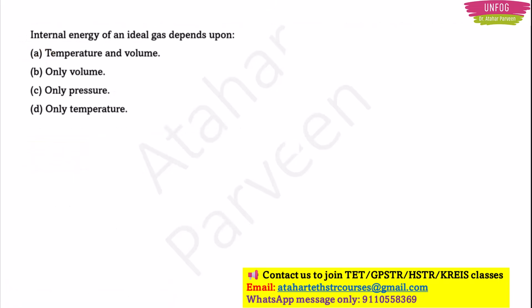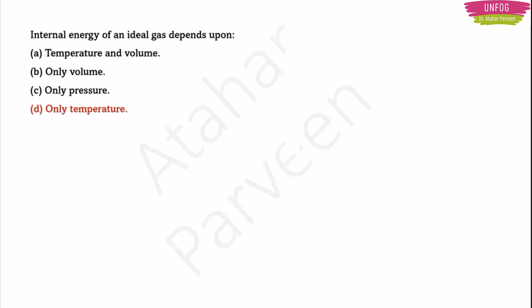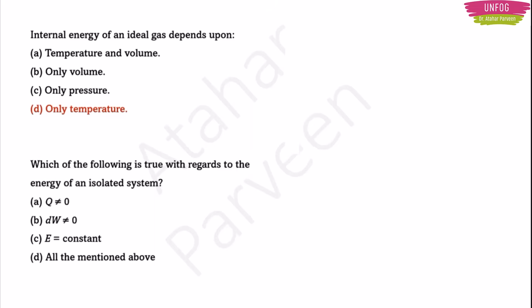Next question. Internal energy of an ideal gas depends upon. Internal energy means it should depend on temperature, because it is directly related to heat, right? Heat is related to temperature. There is no heat in the options, right? But temperature is there. So the option will be temperature. Internal energy of an ideal gas depends upon only temperature. Next question. Which of the following is true with regards to the energy of an isolated system? We told you, right? Isolated system means energy will be constant. There will be no exchange of energy or matter. That's why E will be constant.